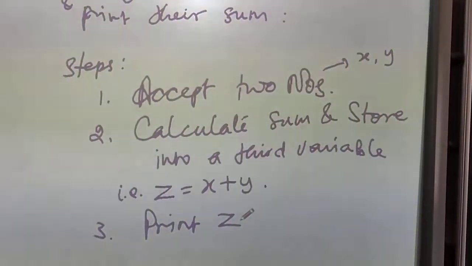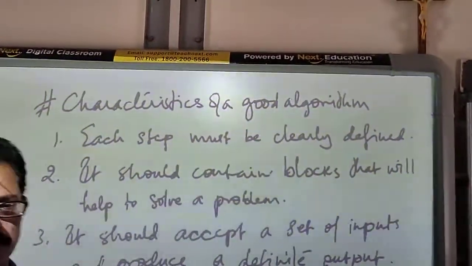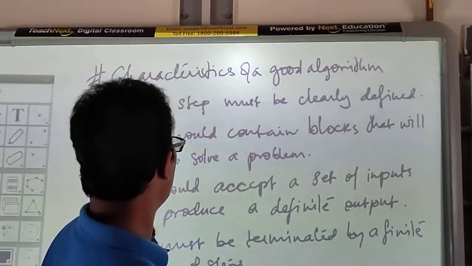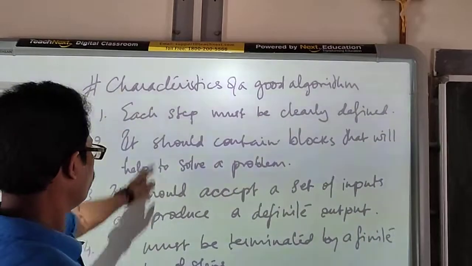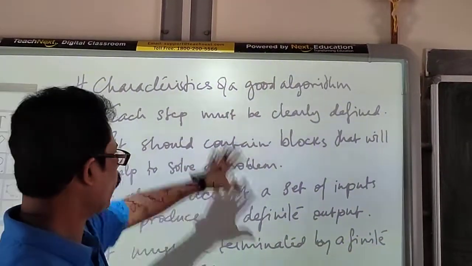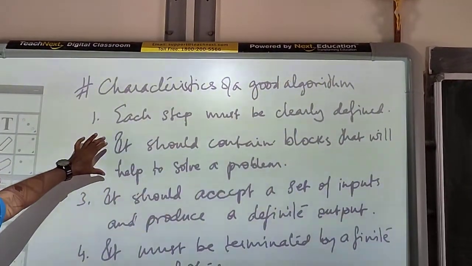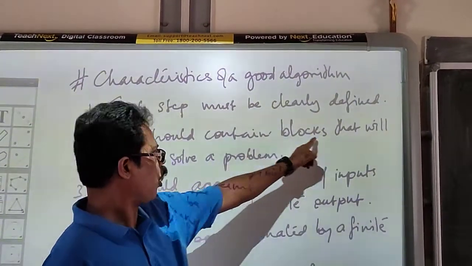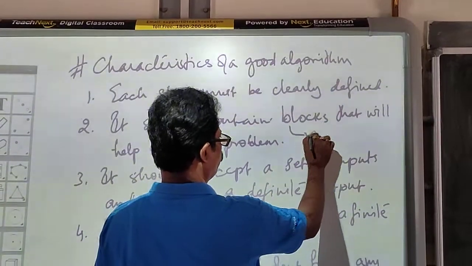Now we move on to the characteristics of a good algorithm. When we understand the algorithm, we should understand its characteristics. The first characteristic is that it should contain blocks that will help to solve a problem. Blocks here means steps.